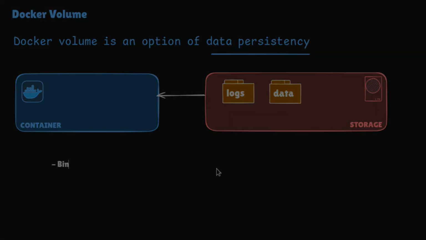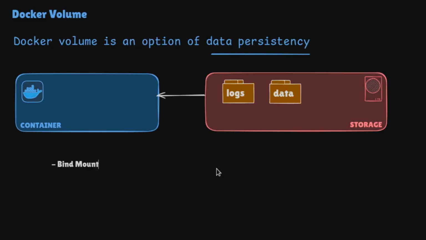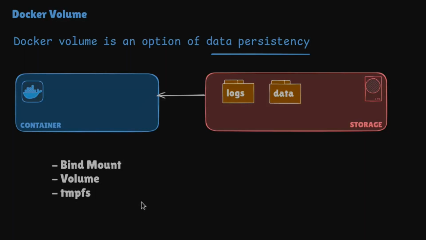There are a couple of other options also. First we'll learn about the bind mount option, by which we can achieve this goal, attaching some storage and mounting it within a container. The first option is bind mount, the second is volume, which is the most popular one, and there is another option called tmpfs. Let us learn all of them one by one.